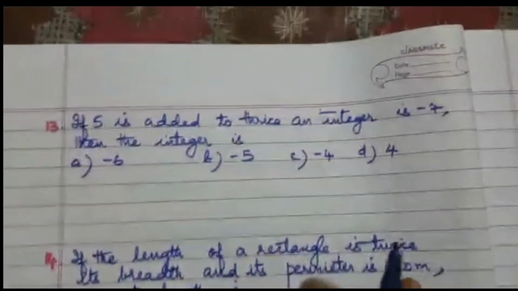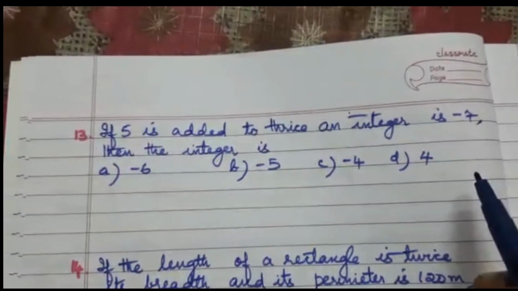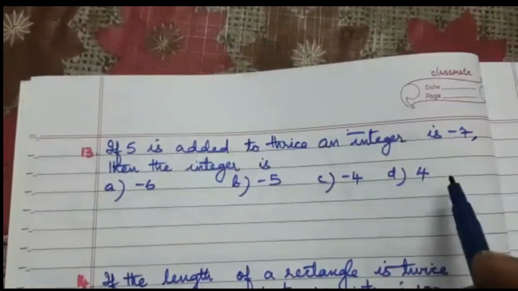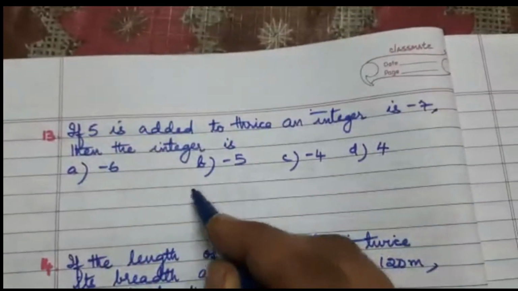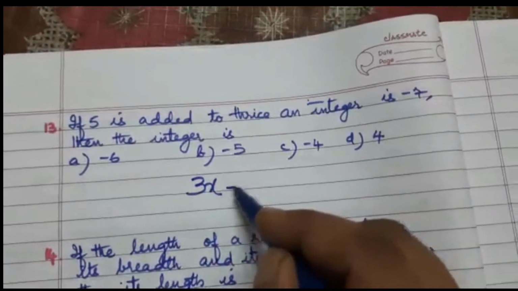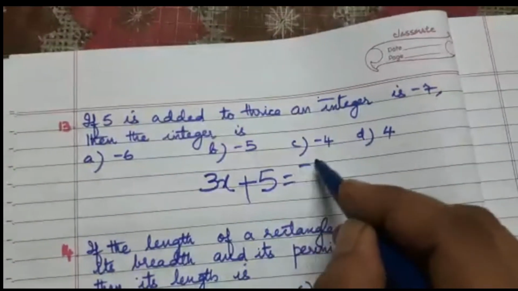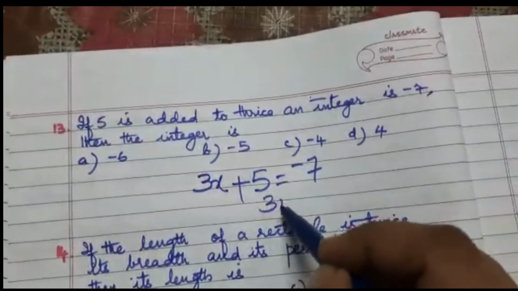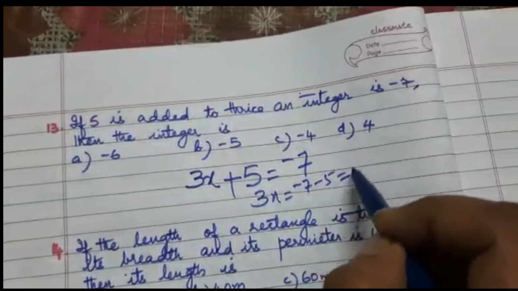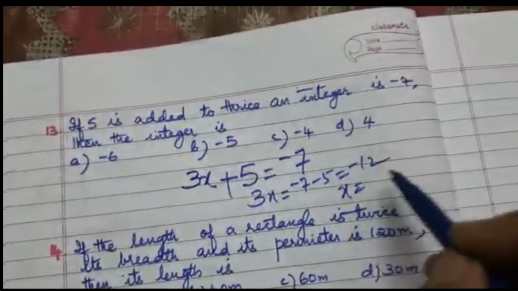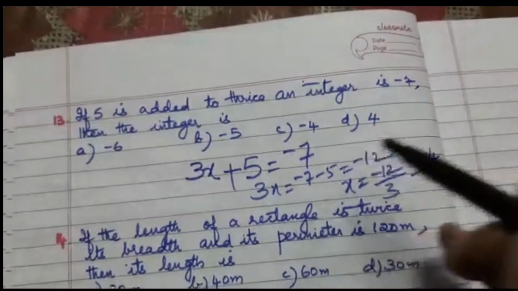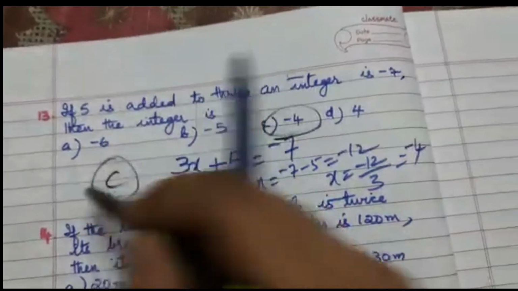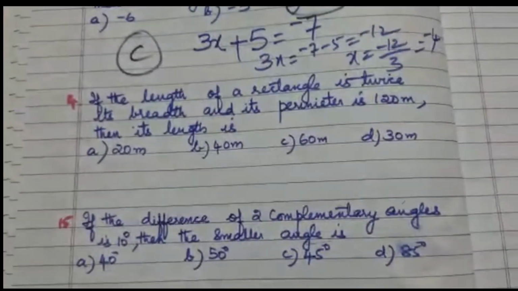Now next is, if 5 is added to thrice an integer, the result is minus 7. That means if you are adding 3x, thrice an integer, 5 is added, so 3x plus 5 equal to minus 7. So 3x equal to minus 7 minus 5, that is minus 12. What is x? X is equal to minus 12 by 3, that is minus 4. So you got this answer as minus 4. So answer is C.